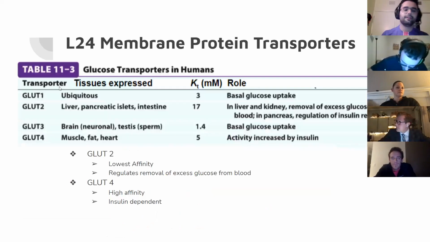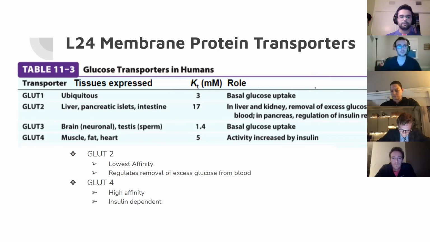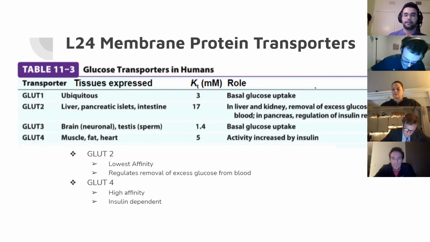So now we have GLUT1, 2, 3, and 4. Okay. So you do have to know the role of each one of these glucose transporters in our bodies. But I will say the most important ones are GLUT2 and GLUT4, and that's because they're going to come up in exam 3. So it's better to memorize them right now before you have to memorize it again for exam 3.